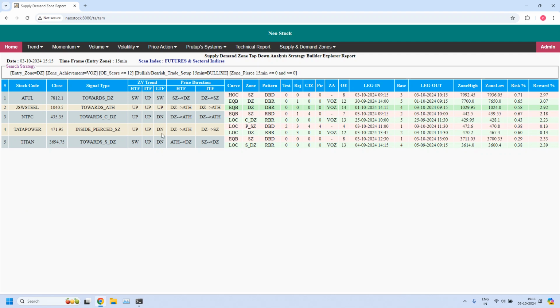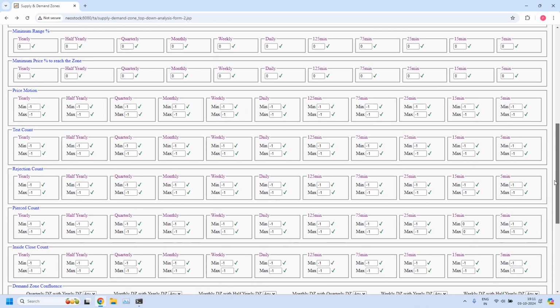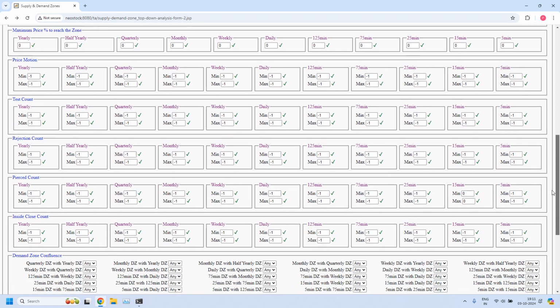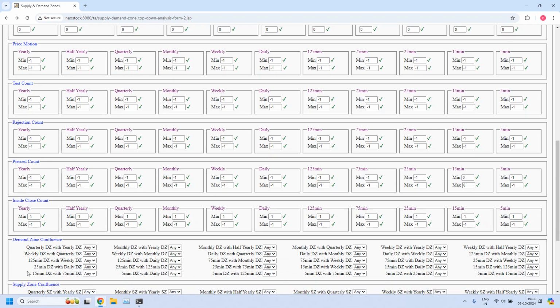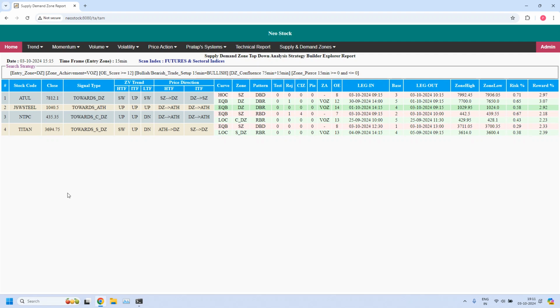Okay, next let's verify out of these 5 stocks how many have ITF confluence. ITF demand zone confluence means 15 minutes demand zone and 75 minutes demand zone confluence. So I am enabling the filter 15 minutes demand zone with 75 minutes demand zone confluence. That means the 15 minute zone is part of the 75 minute zone. That is overlapped. So out of 5, 4 stocks have ITF confluence.